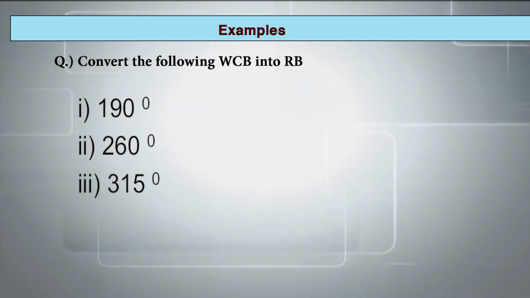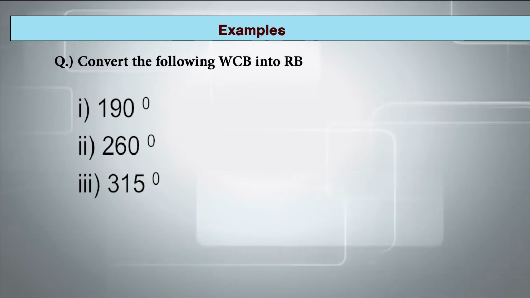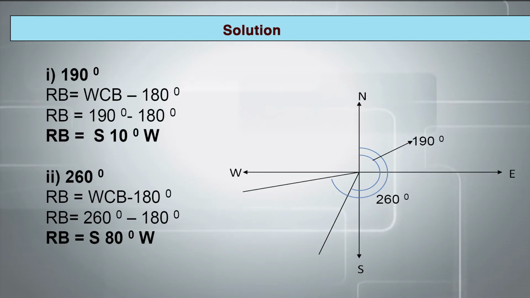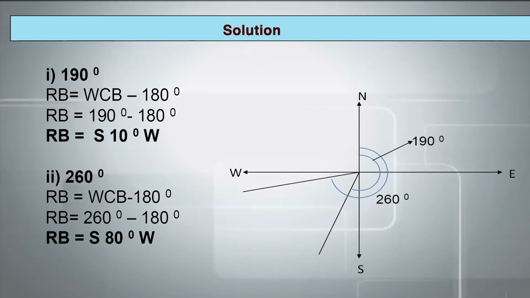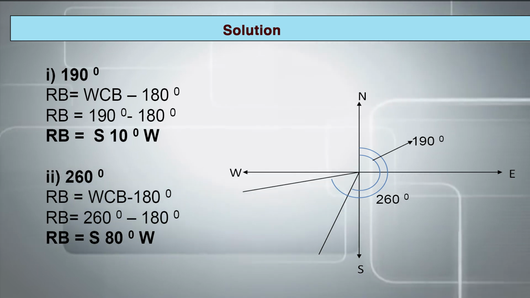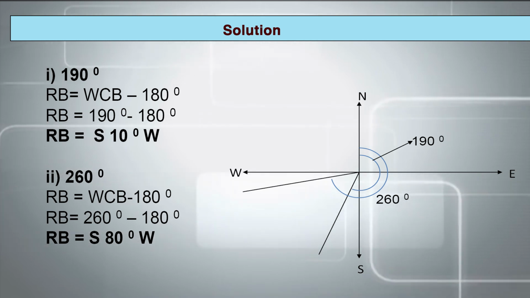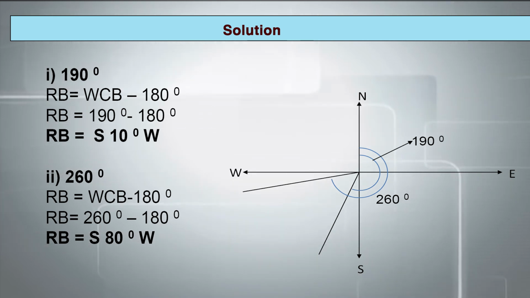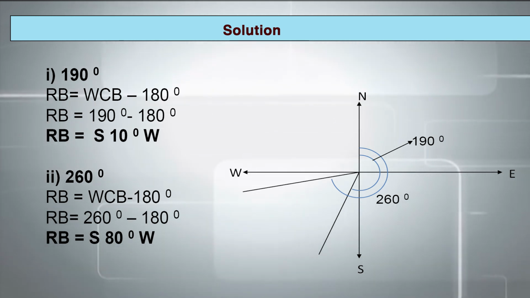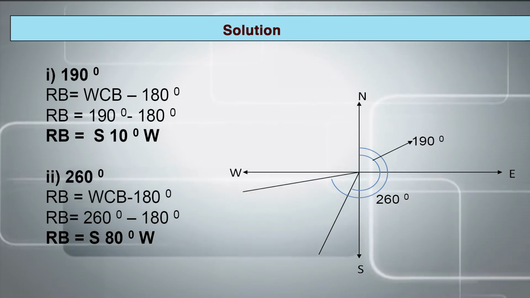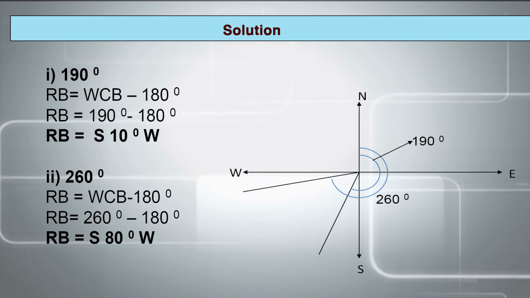Let us now convert the following WCB into RB. There are three questions: 190 degree, 260 degree and 315 degree. First we will take up 190 degree. In WCB it is 190 degree, reduced bearing will be WCB minus 180 degree. So, RB will be 190 degree minus 180 degree. RB is south 10 degree west. Next question 260 degree. Reduced bearing will be WCB minus 180 degree, that is 260 degree minus 180 degree. So, RB will be south 80 degree west.